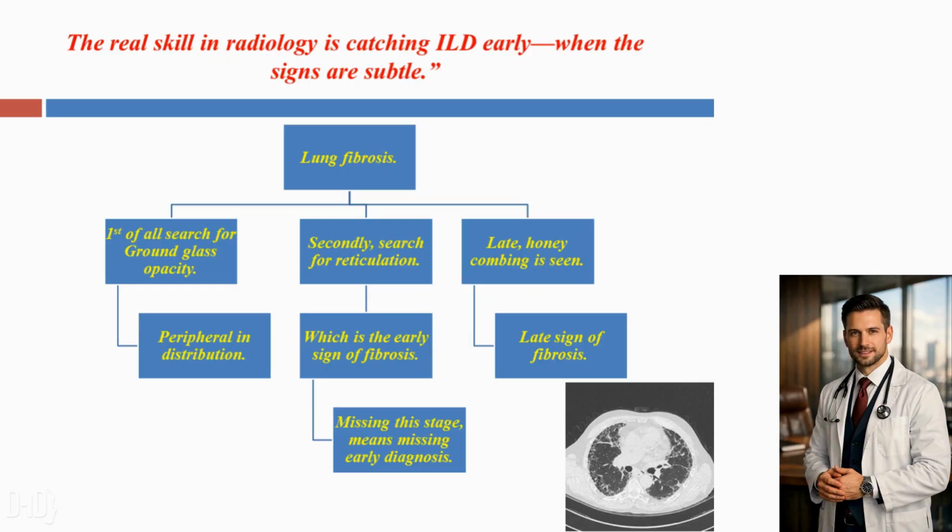We can summarize lung fibrosis in the following steps. First of all, search for ground glass pattern opacities, which should be peripheral in distribution. Secondly, search for reticulation, which is the early sign of fibrosis, putting in consideration that missing this stage means missing early diagnosis. Late in the disease, honeycombing is noted, which is the late sign of lung fibrosis. The real skill in radiology is catching interstitial lung disease when the signs are subtle before its transformation into lung fibrosis.